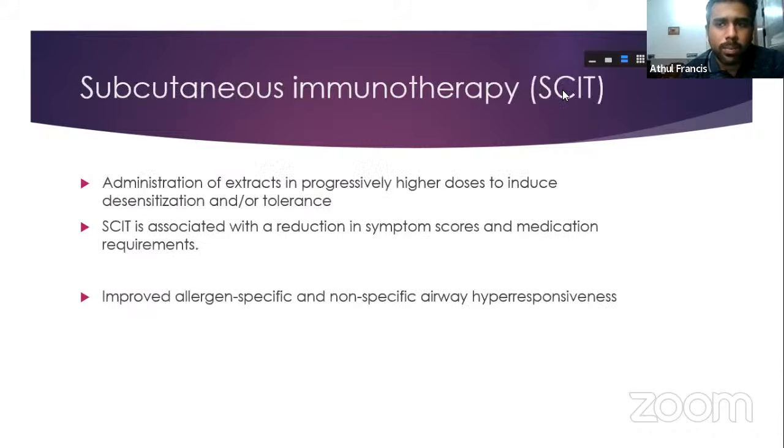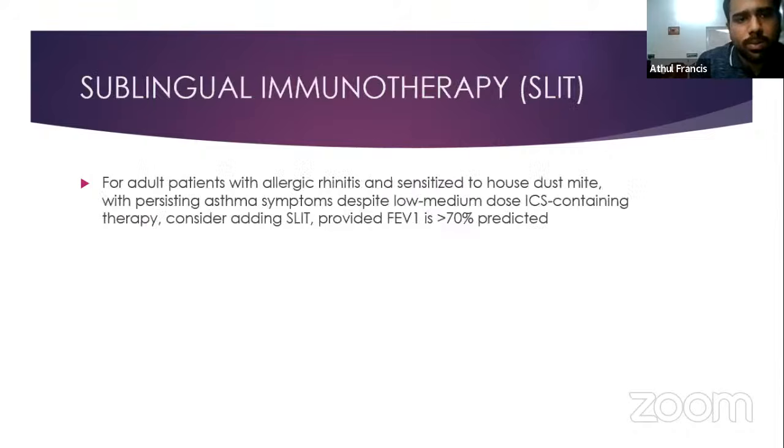In subcutaneous immunotherapy, suppose you have an allergy to dust mite, you make a solution of that, and initially you give a low dose, then you keep giving higher doses until the patient becomes tolerant at a particular dose. So it is administration of extracts in progressively higher doses to induce desensitization and tolerance, so that when the higher doses are attained, the patient won't respond. Basically, you are injecting the allergen itself. There's always a risk of anaphylaxis which has to be taken care of. It has been shown to reduce symptom scores and medication requirement, and improve allergen specific and non-specific airway hyperresponsiveness.